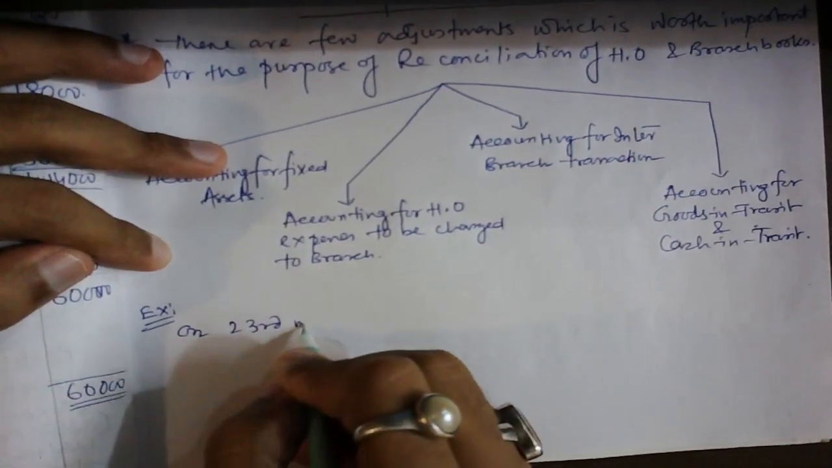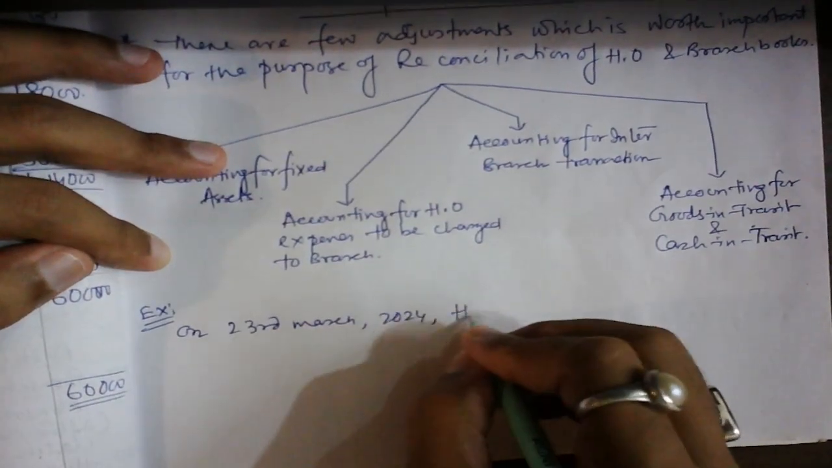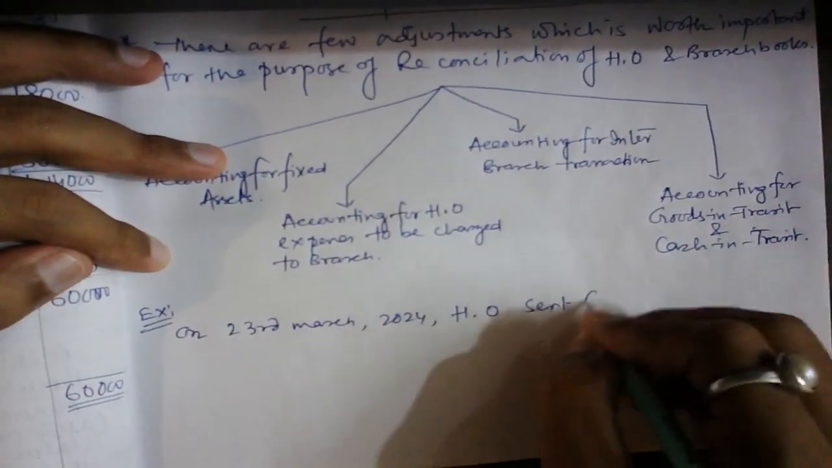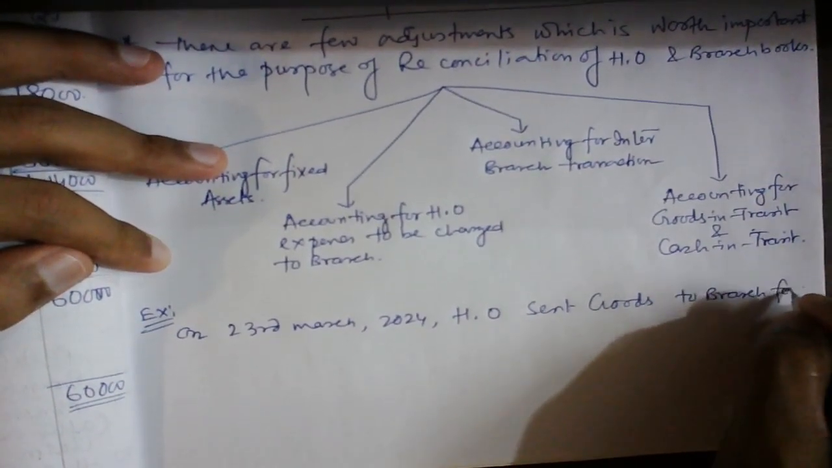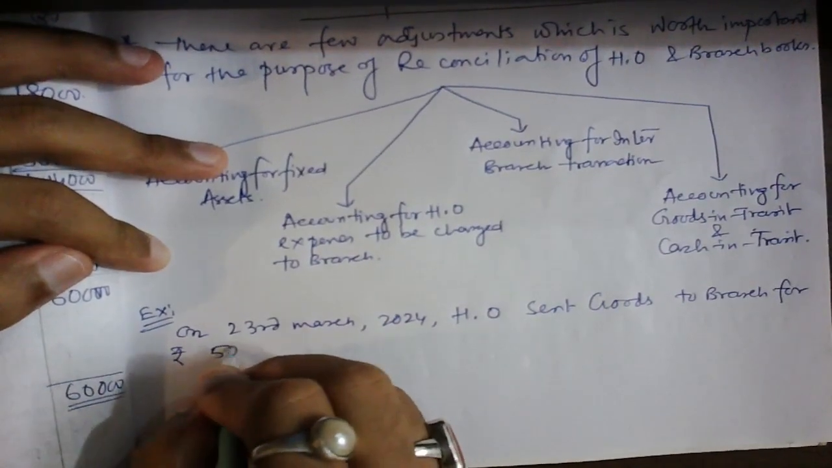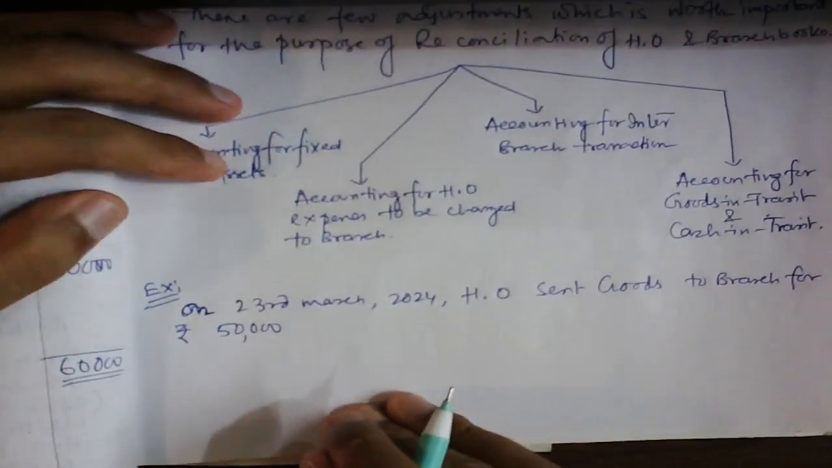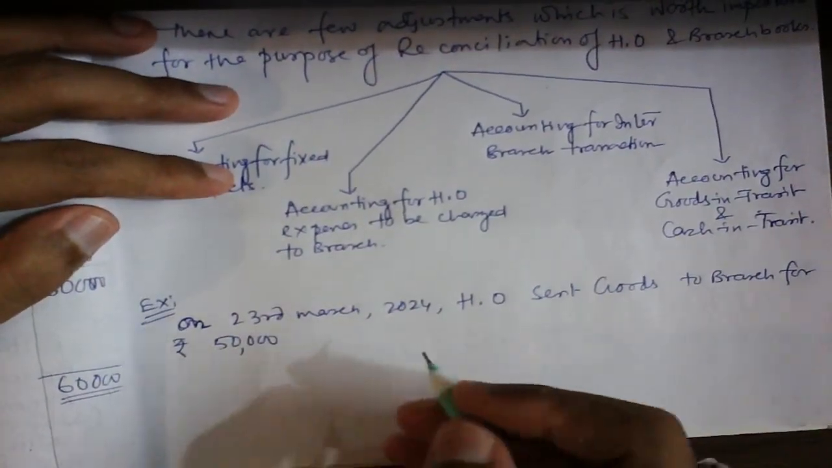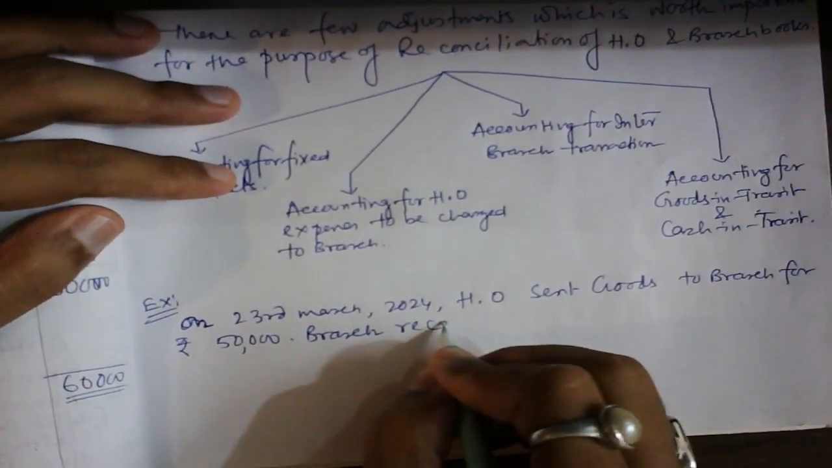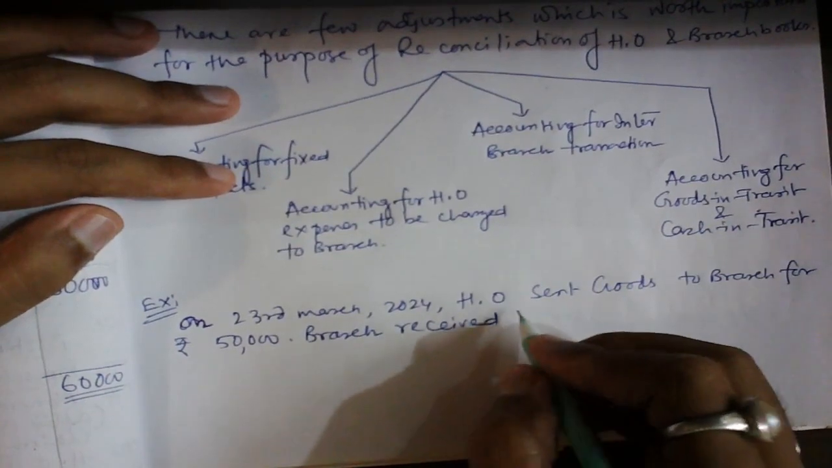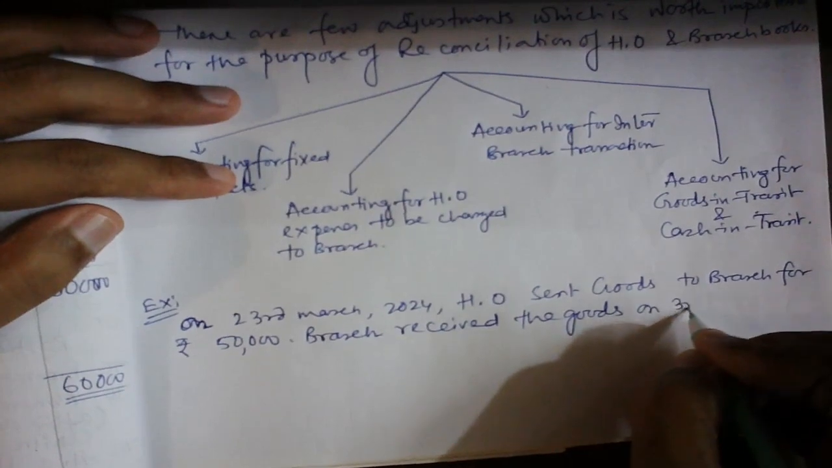On 23rd March 2024, HO sent goods to the branch for rupees 50,000. I am repeating again: on 23rd March 2024, HO sent goods to the branch for rupees 50,000. Now the branch received the goods on 3rd of April 2024.